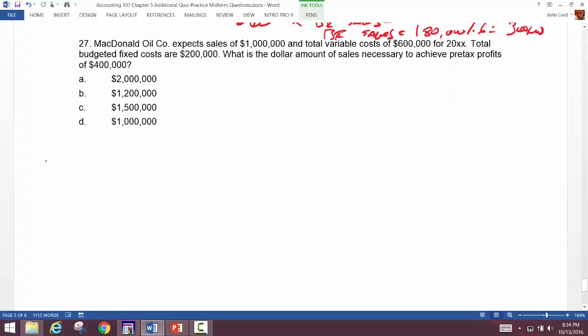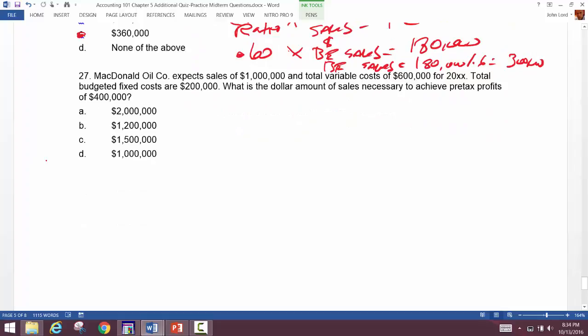Let's take a look at this one. So we have this McDonald Oil Company, and they're asking me here, what is the profit? So this is going to be a target profit question. So I'm just going to have to add the target profit to the fixed cost to answer this one. Now, when you see a situation where they ask you pre-tax, don't freak out. Some questions that I take from this are from a cost accounting book.